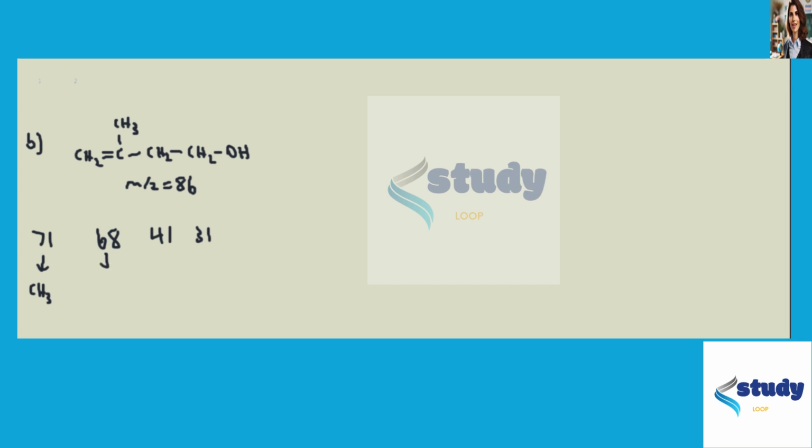The 68 is going to be dehydration, right? Because it's a difference of 18 from 86. And so this is going to be minus water. 41 is 45 different from 86. So how can we account for that? This is going to be a difference of 45. The next one is going to be a difference of 55. So these are obviously fairly big cleavages that we're making, since we're cleaving about half and then more than half of the molecule in each case.